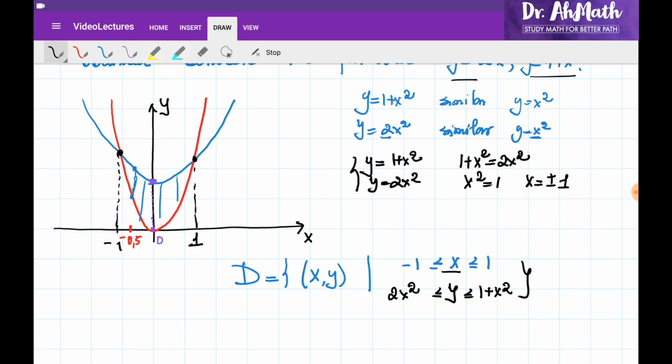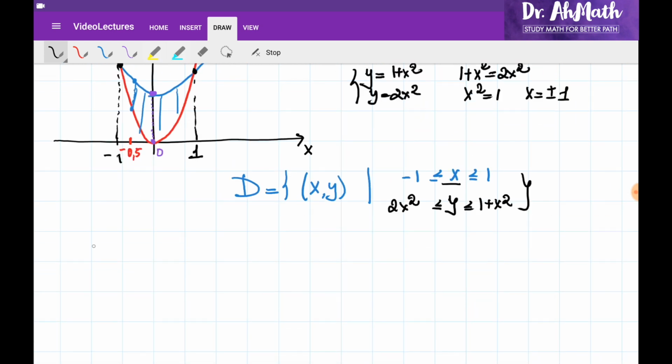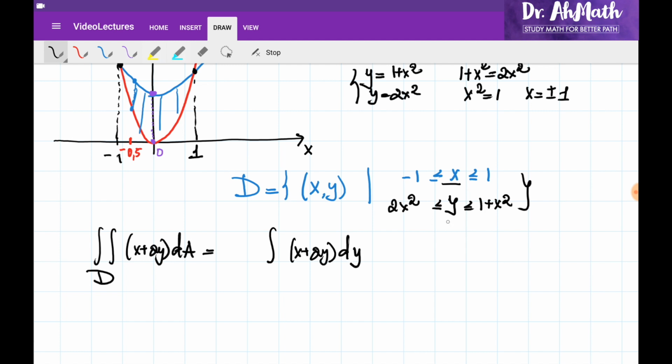So you fix some value for the x, then you substitute it here, and it tells you how the y coordinates of the points inside the set are changing. If I would like to integrate this function, x plus 2y, as a double integration over this region D, then I would first of all integrate this function x plus 2y with respect to y, because y is changing between the 2 functions, between 2x squared and 1 plus x squared. Then I would integrate this with respect to x between minus 1 and 1.